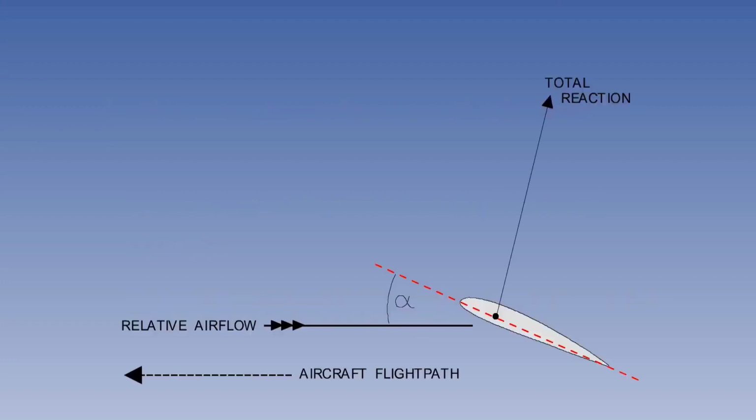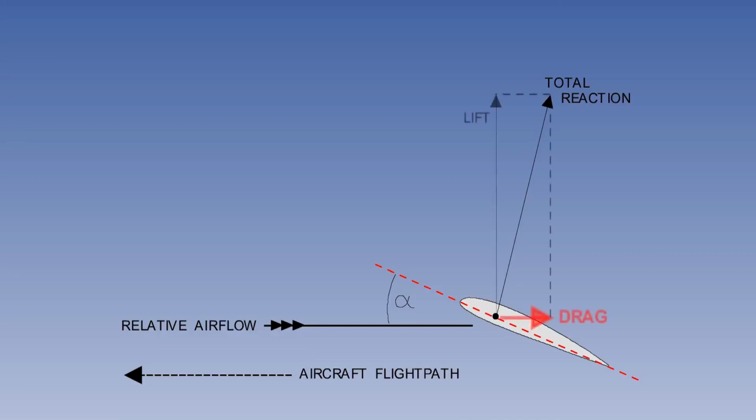Drag is the force which resists the forward motion of the aircraft. It acts parallel and in the same direction as the relative airflow, that is, in the opposite direction to the flight path. You need to remember that it makes no difference to the airflow pattern if the aircraft is moving through the air or if the air is moving past the aircraft. It is the relative velocity that matters.